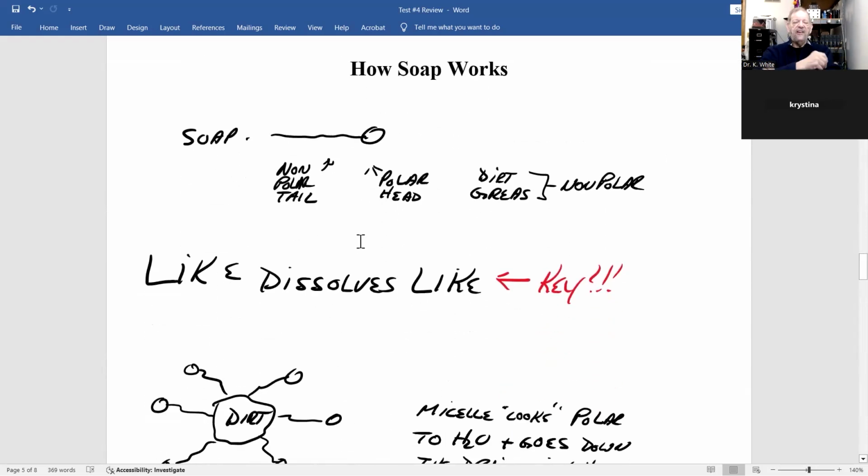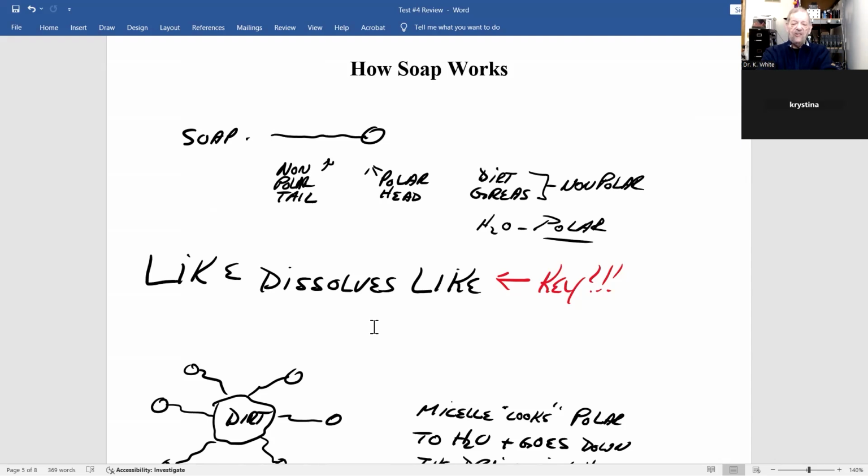Now, one of the important things I would like you to know leaving my class: how does soap work? You should know the structure of soap. All soaps and detergents have a nonpolar tail and a polar head. Now, dirt and grease are nonpolar, and I don't have that down here, and I should. Water is polar. And the key to this is like dissolves like.